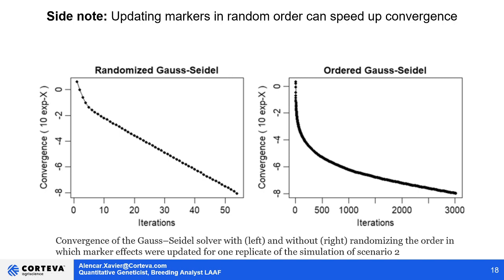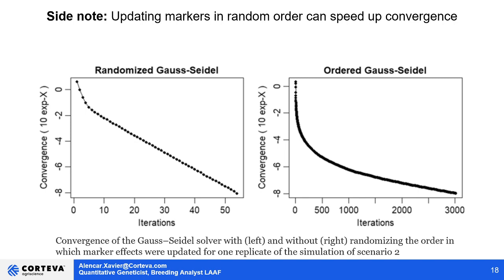Well, to be fair, 3,000 is still much less than what you'd have to do if you were to use Monte Carlo. If you were to fit your model using MCMC, it takes between 30 and 100,000 iterations. But you can reduce this number of iterations dramatically, from 3,000 to 50, just by updating the marker effects in random order.